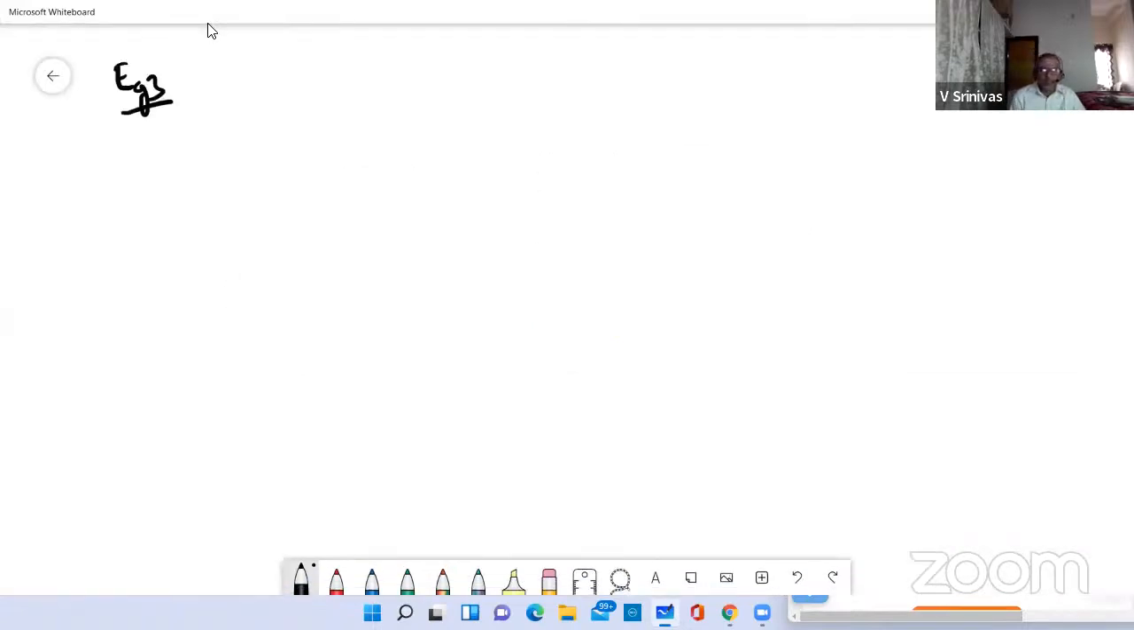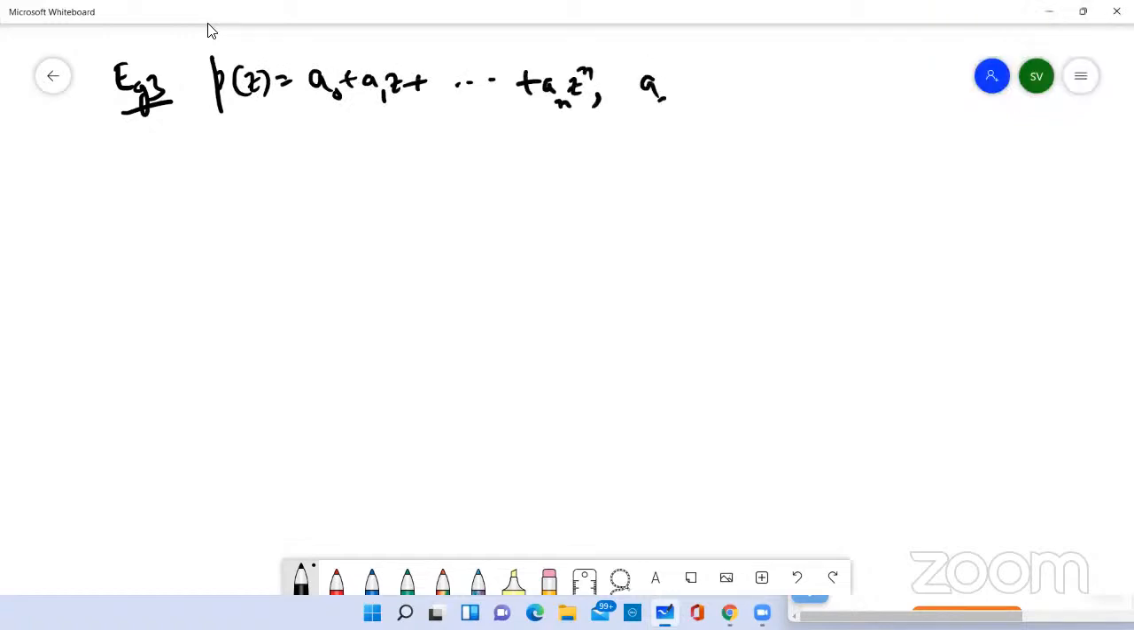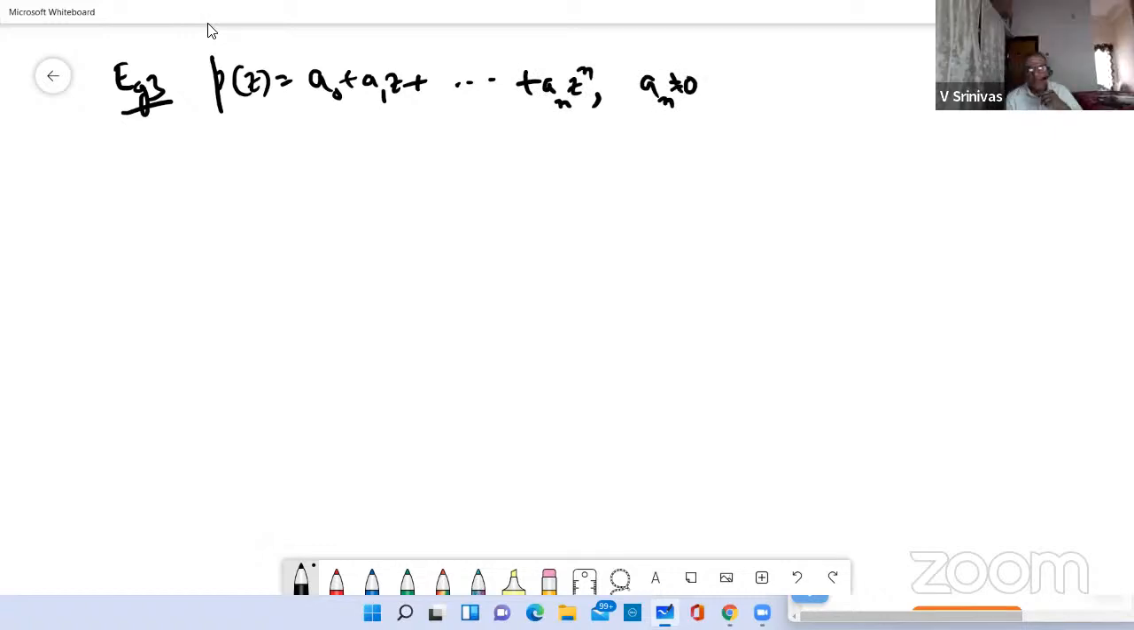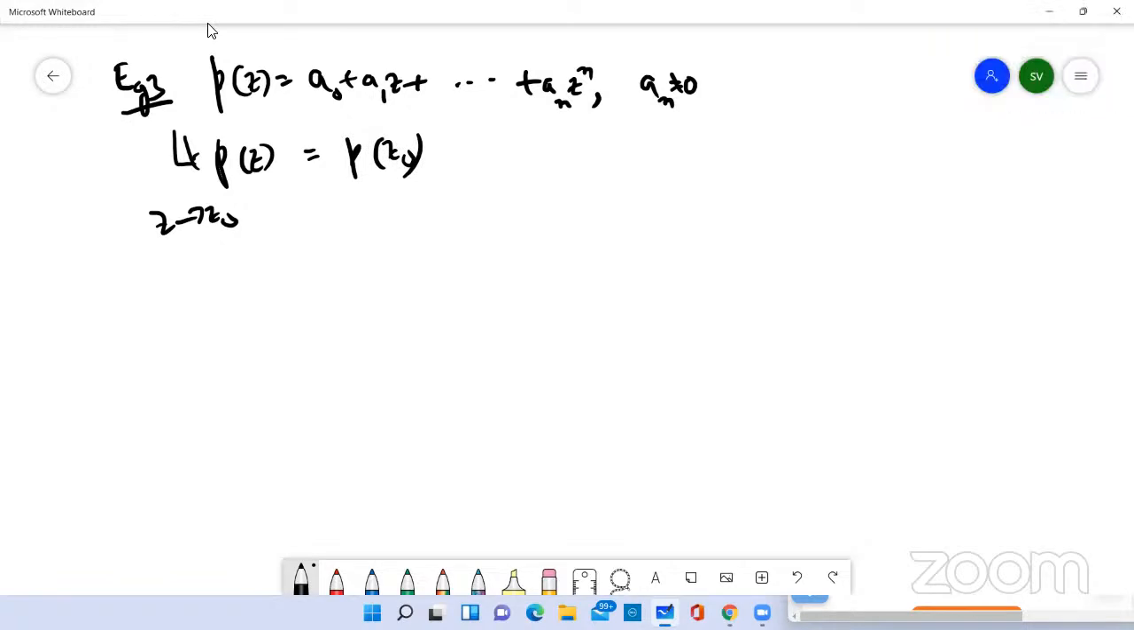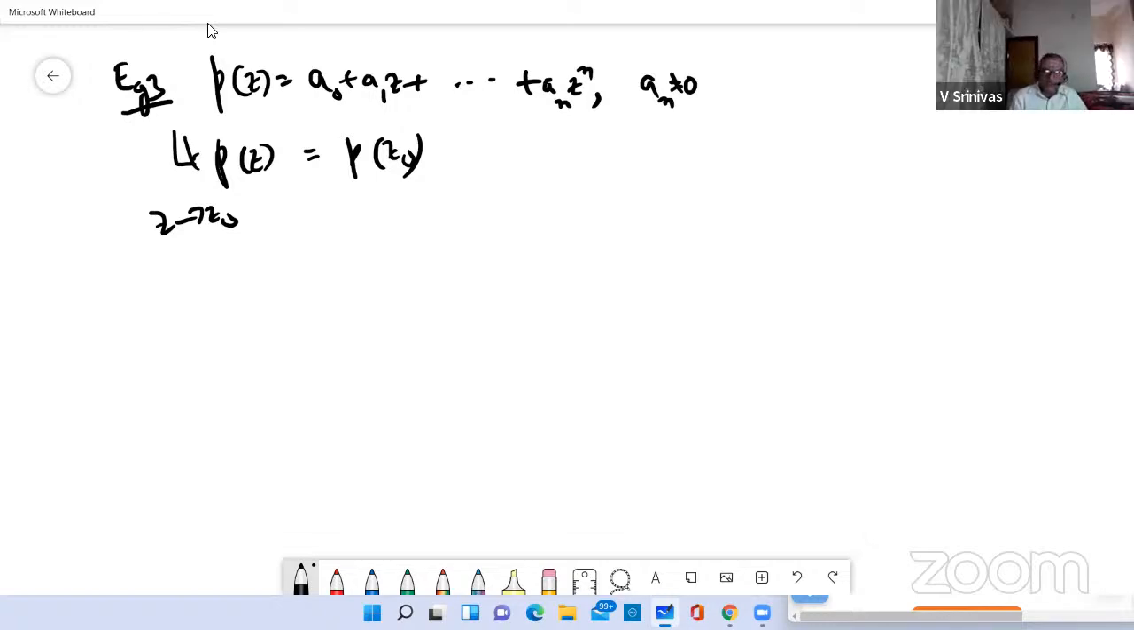Okay. Example 3. Let p be a polynomial, a naught plus a1 z and so on plus an z to the n, where an is non-zero. If my polynomial p is an nth degree polynomial, then I can show that the limit of p(z) as z goes to z naught is equal to the function value at this point. We can show that the limit of this polynomial as z goes to z naught is the value of this polynomial at z naught. Such functions are called continuous functions. So p of z is continuous at z naught, where z naught is any complex number. So throughout the complex plane, this function is continuous.